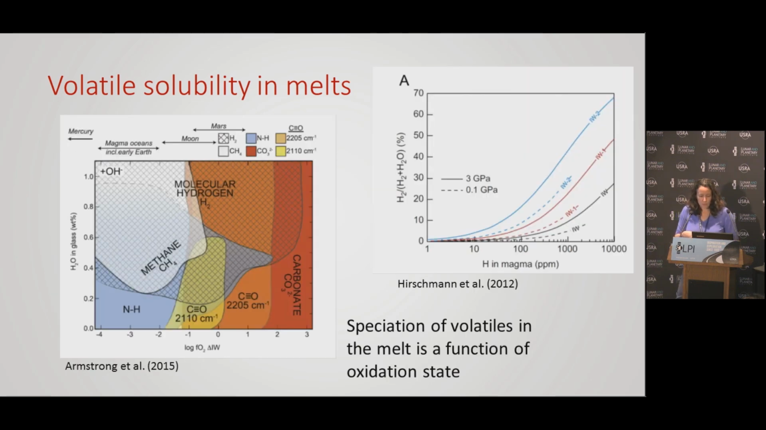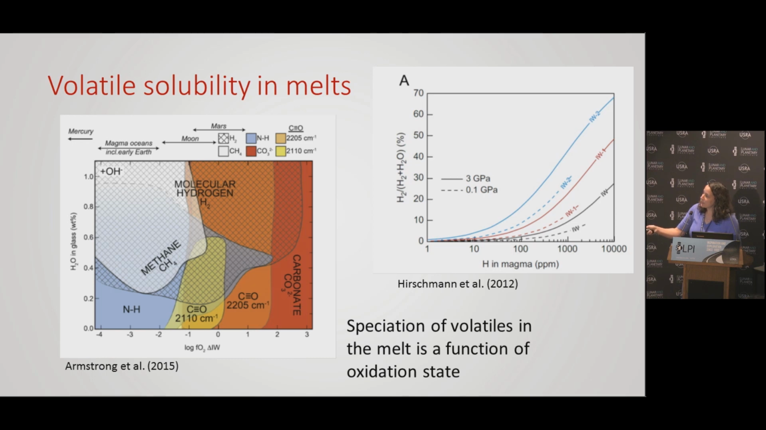There are also measurements of the speciation of volatiles within the silicate melt. This is a figure from Armstrong et al. 2015, looking at the abundance of water in the melt. And this is showing that the speciation of the volatiles in the melt is a function of the oxygen fugacity. So this is the redox state that Robin was talking about yesterday. It's a little confusing here, but you can see that at low oxygen fugacity, so this is a very reduced system over here and oxidized over here, carbon in the melt will be in the form of methane. And as we go to more oxidizing systems, it will either become CO or carbonate.